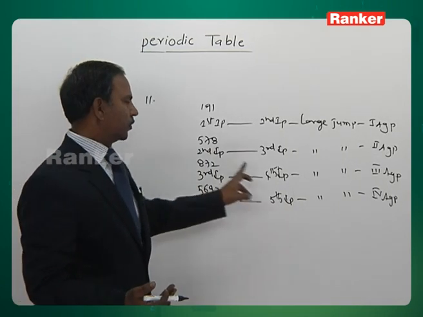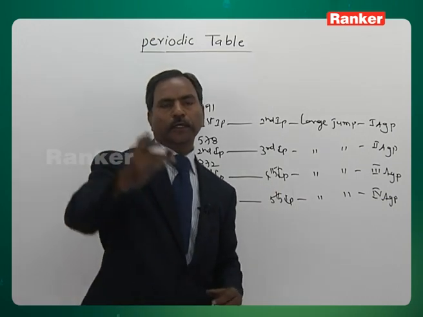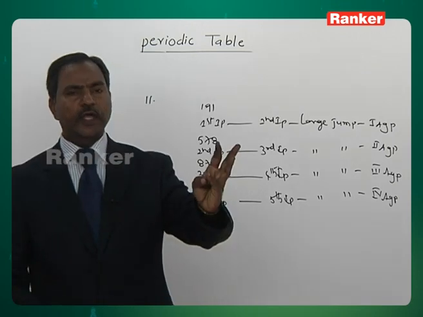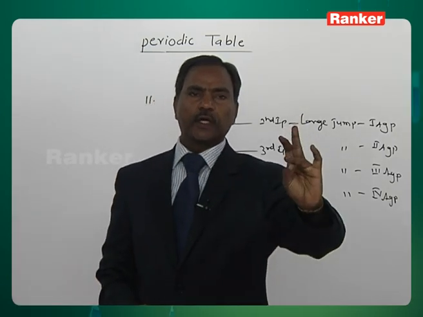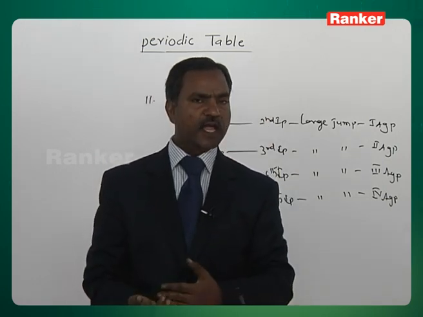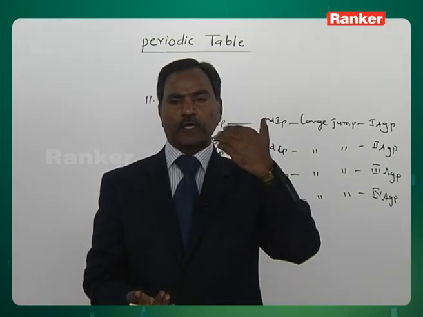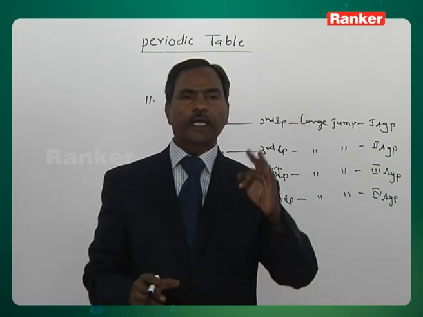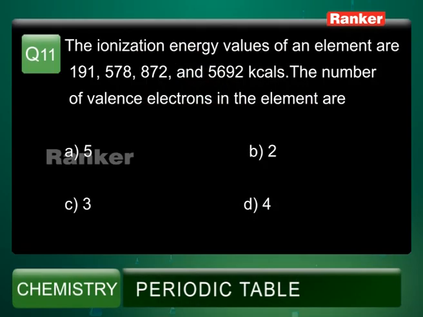For third IP to fourth IP, a large difference is there, that belongs to third A group. First A group carries 1 valence electron, second A group carries 2 valence electrons, third A group carries 3 valence electrons. Then, with a large difference from third IP to fourth IP, that element belongs to third A group carrying 3 valence electrons. Therefore, 11th question, answer is C.